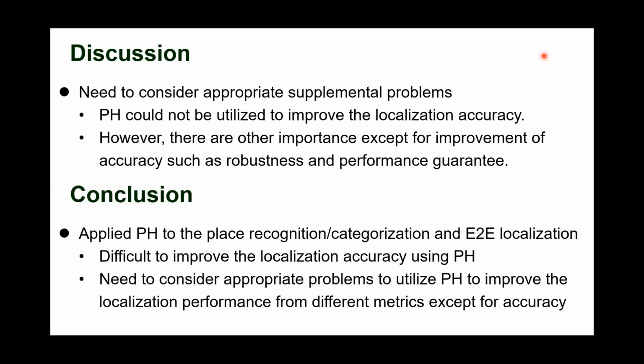Let me conclude this work. We applied the persistent homology to the LiDAR-based vehicle localization problems and found that it is difficult to improve the localization accuracy by the persistent homology, since it cannot maintain exact shape information of source point clouds. In order to utilize the persistent homology in localization, we need to find appropriate supplemental problems. We believe the persistent homology could be utilized to improve the localization performance except for the accuracy metric.